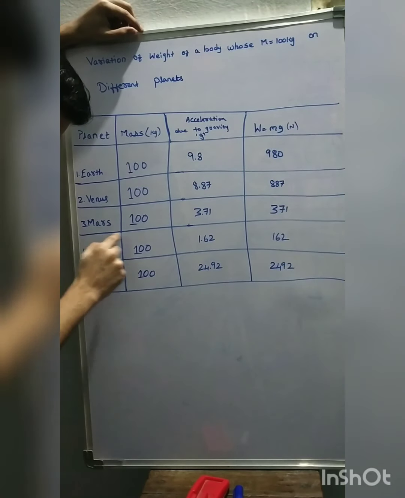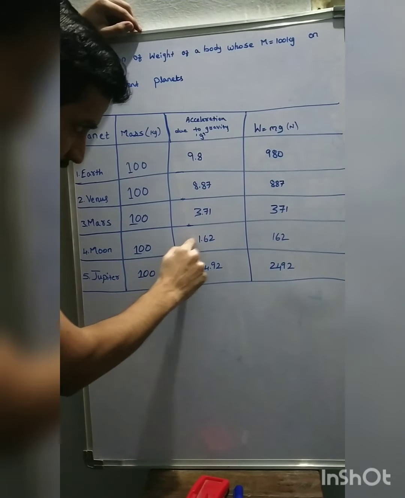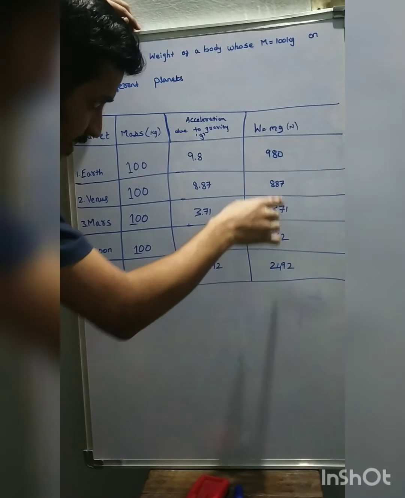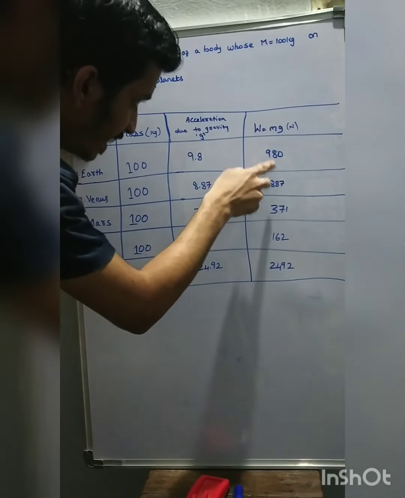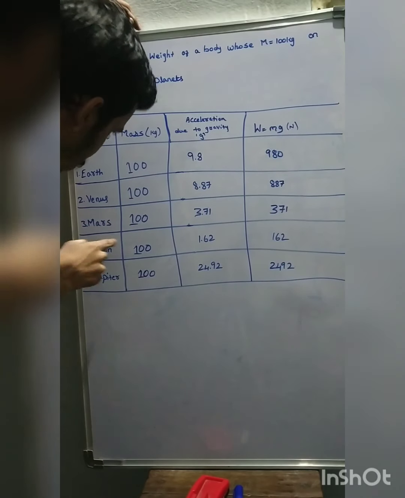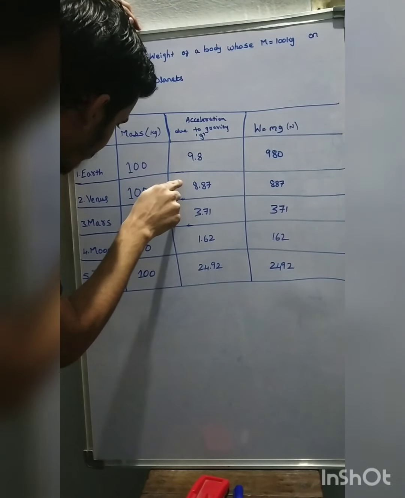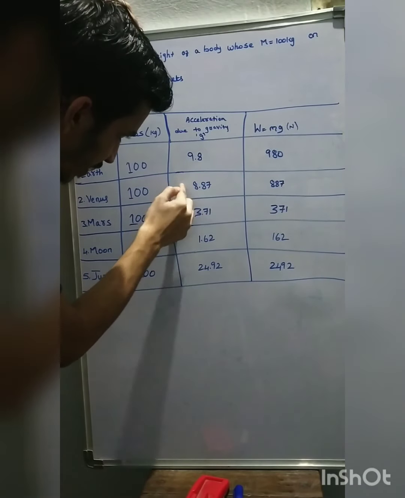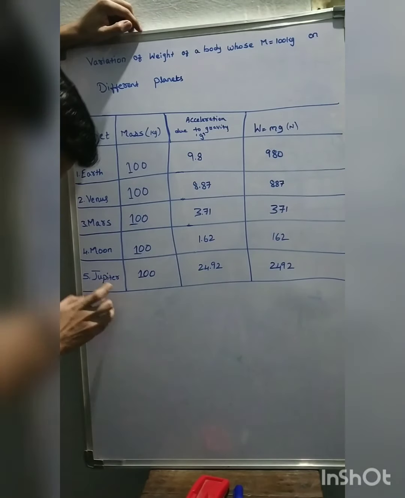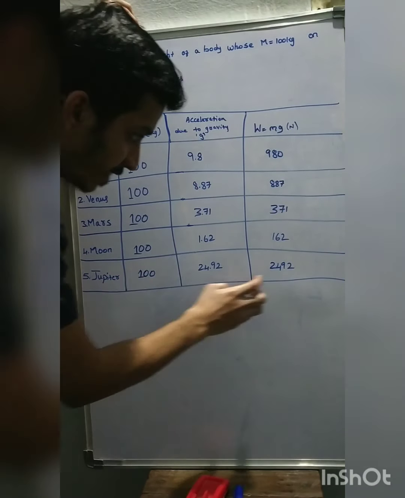On the Moon, the acceleration due to gravity is 1.62. 100 into 1.62 is 162 newtons. So till now we are seeing the weight is decreasing, because acceleration due to gravity of Venus, Mars, Moon are decreasing. Earth's acceleration due to gravity is 9.8, whereas Venus is a little less, 8.87, next Mars is 3.71 and Moon is 1.62.